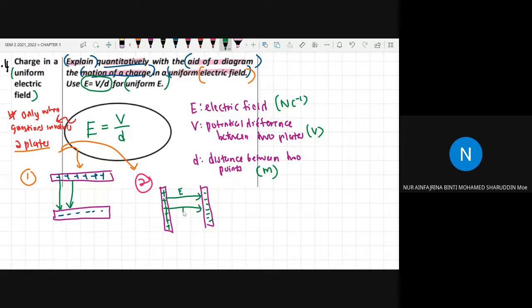Keluar positive charge, masuk negative charge. So this is your electric field. And dia adalah uniform electric field. So uniform electric field tu maksudnya distance between electric field tu adalah samalah, uniform, seragam, sama. Okay, boleh? Okay, very good.